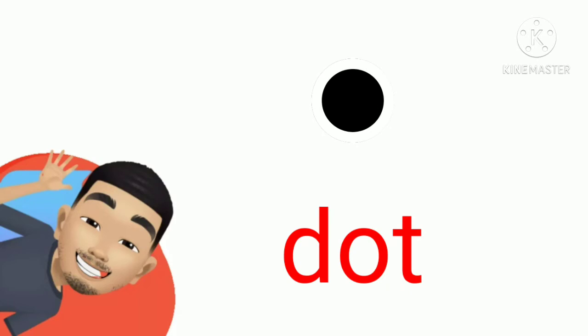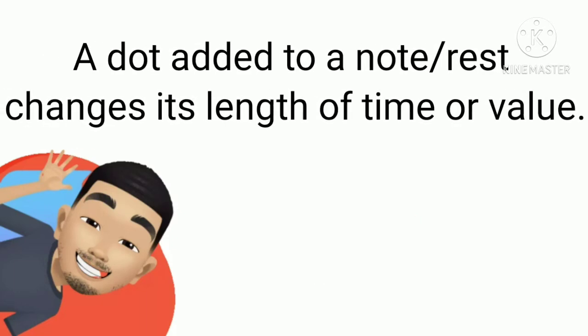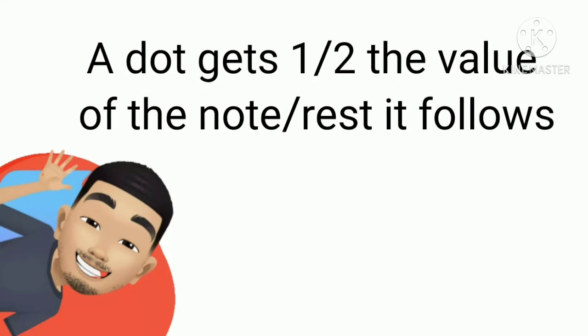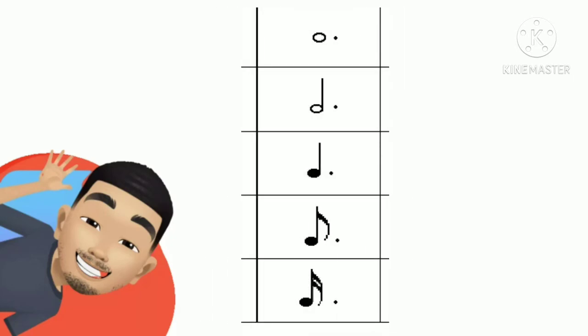In music, a dot is sometimes placed at the right side of a note or a rest. A dot added to a note or rest changes its length of time or value. A dot gets 1/2 the value of the note or rest it follows. Let us now study the chart about dotted notes.